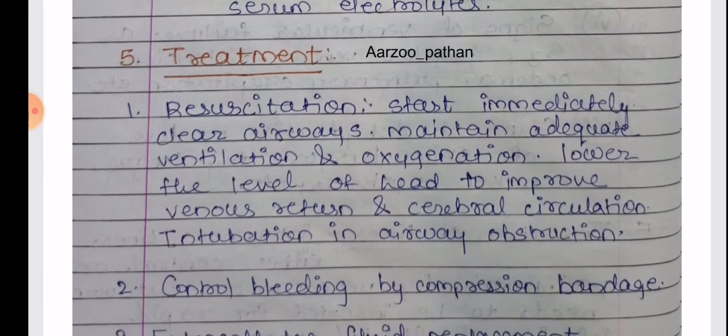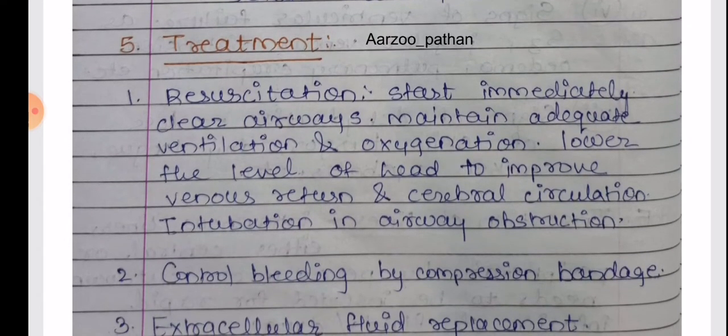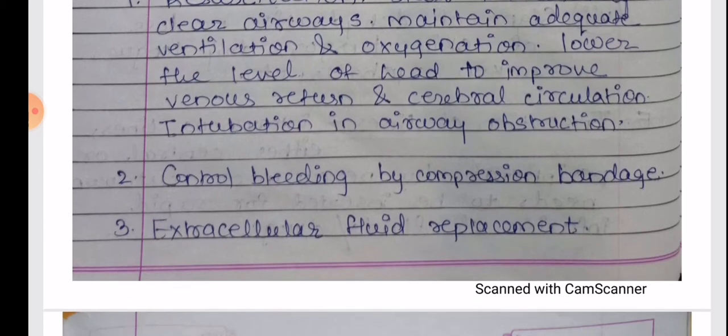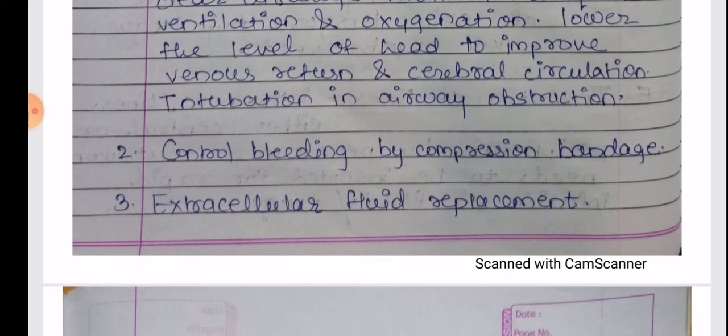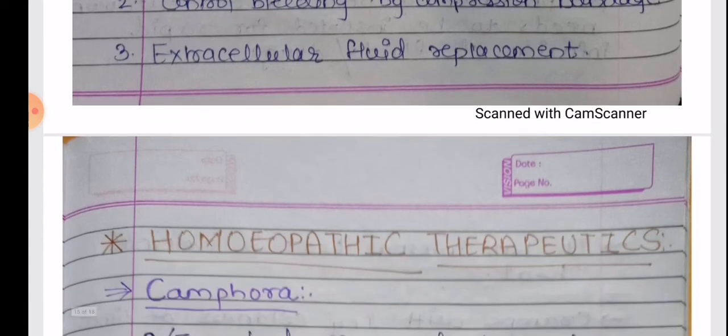The treatment part: resuscitation starts immediately, clear the airway, maintain adequate ventilation and oxygenation, and lower the level of the head to improve venous return and cerebral circulation. Intubation and relief of airway obstruction should be done. Control bleeding by compression bandage and extracellular fluid replacement.